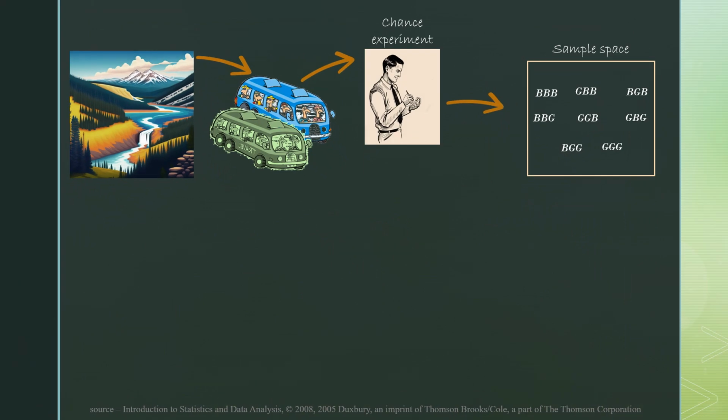Assigning some probabilities to events B and G, for example, assuming that the probability of the next bus arriving at the given bus stop is a blue bus, that is, probability of B equals 0.4, and the probability that the next bus arriving at the given bus stop is a green bus, that is, probability of G equals 0.6. The probabilities associated with each of the outcomes in the sample space can be arrived at by applying the multiplication rule.